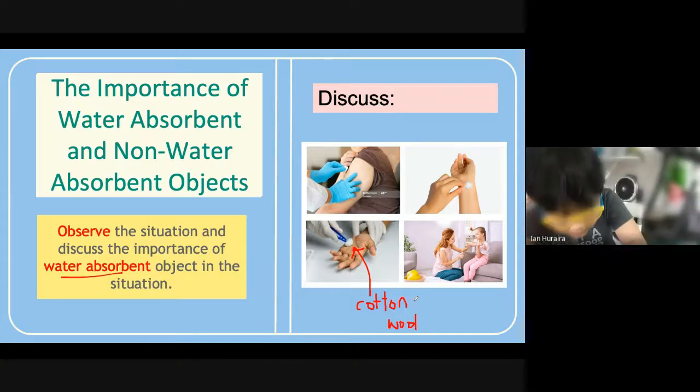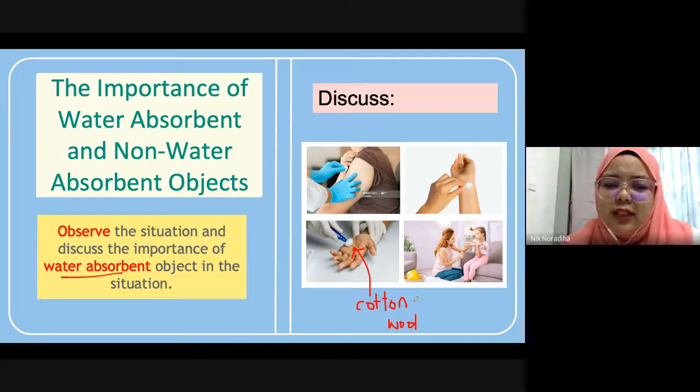So what is the meaning of the situation? Observe the situation means observe what is happening, things around us. What is happening? The situation happening. Okay, so now in this picture, people use cotton wool to stop a small amount of bleeding. For example, if you go for your vaccination, they will use cotton wool after they inject, to stop the blood from coming out, or to treat the wound.